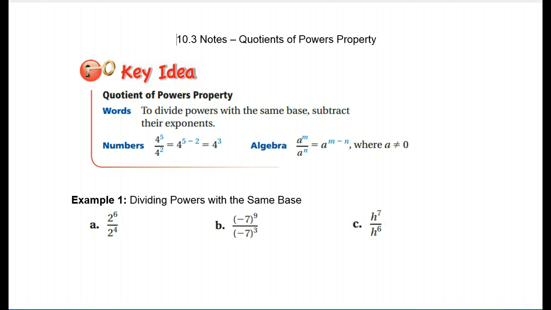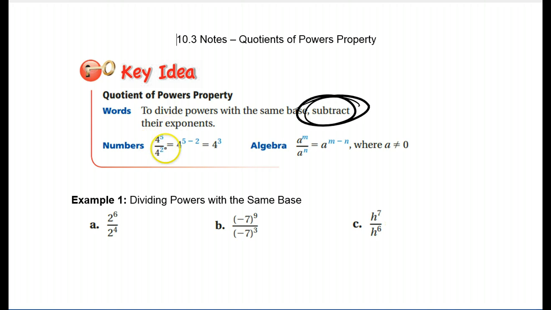All right, so yesterday we did products of powers properties. Today we are going to do the quotient of powers property, okay? So basically it just says to divide powers with the same base. Once again, it has to have that same base. Like, for example, 4 is the same base. All you have to do is subtract the exponents, okay?